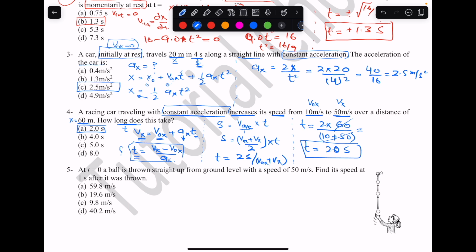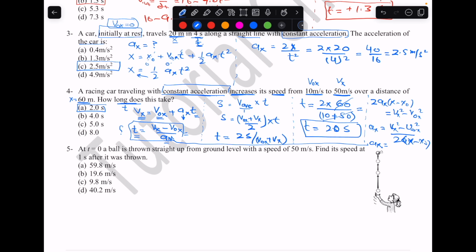Find ax. We can find ax by 2ax times (x minus x naught) equals vx squared minus v naught of x squared. So we get ax, which is vx squared minus v naught of x squared, divided by 2 times (x minus x naught). When we substitute the values, we will get ax, and when we get ax, we can substitute over here to find t, which will give you the same result.